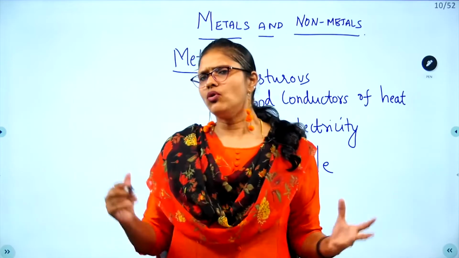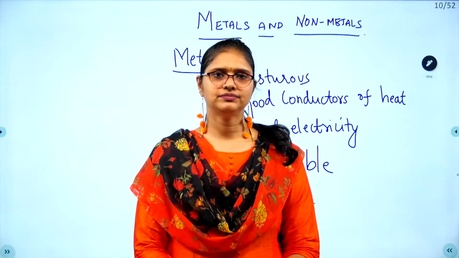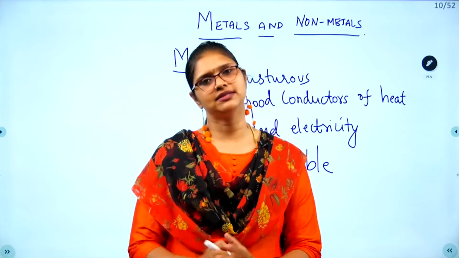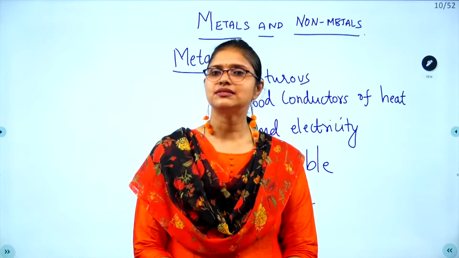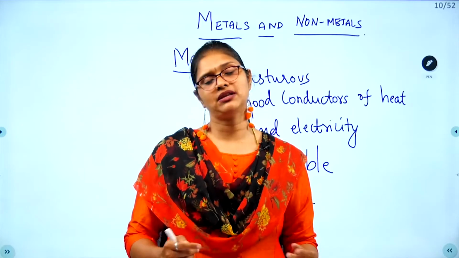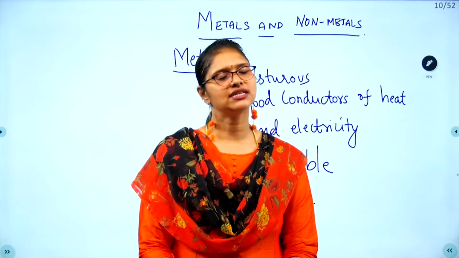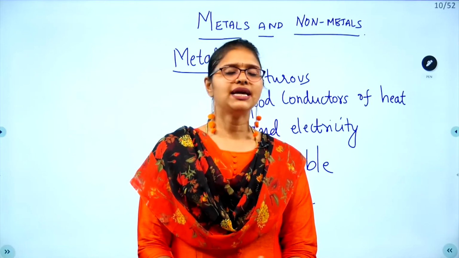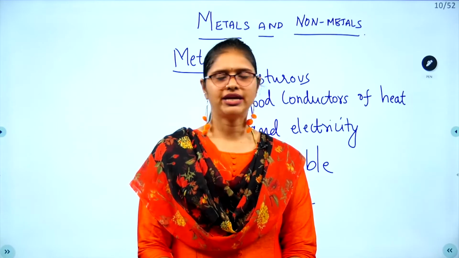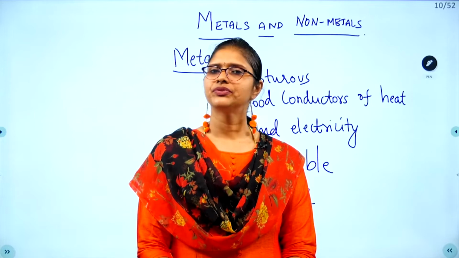So which is the most ductile metal? Anyone? Which is the most ductile metal? Gold. Gold is the most ductile metal. You can make it into thin wires. Alright, so that's nothing but ductile. So the best example of malleable will be aluminium. You can make it into thin sheets. And the most ductile metal is going to be gold.